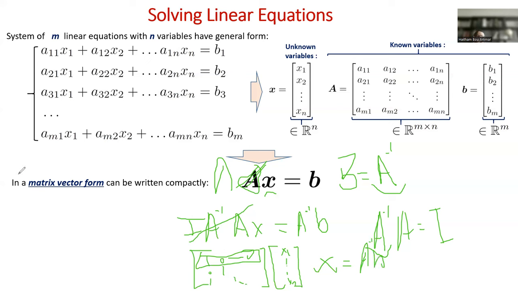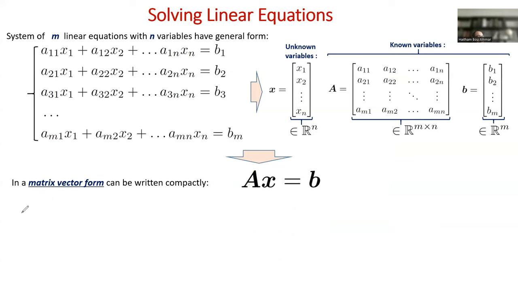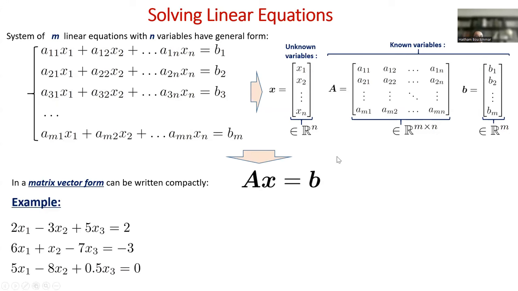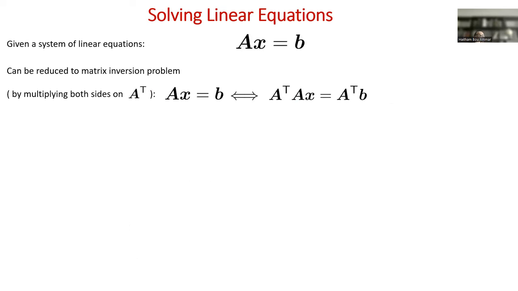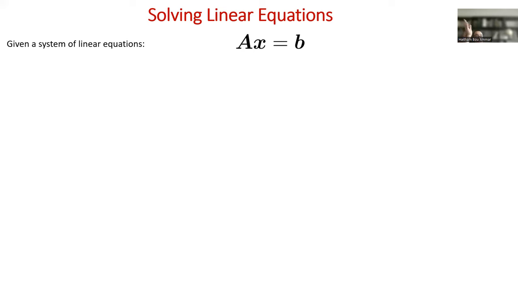So consequently, if I am solving for x, if I can find that matrix that, if I multiply, eliminates A from the left-hand side, which is the inverse, then I'm good to go. But the inverse itself is defined for a square matrix. We only had inverse defined for a square matrix.